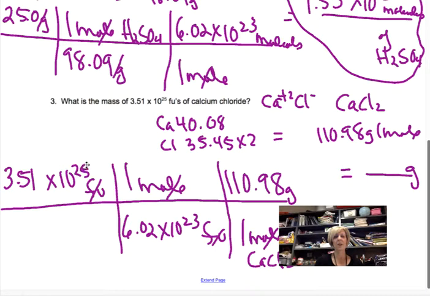So the first thing I'm going to do is deal with my exponents. 25 minus 23 is 10 to the 2. Now I'm going to do the other numbers. 3.51 times 110.98 divided by 6.02 is equal to 64.70. I need to move that over 1, so I have 6.47. I have 3 sig figs. I made the number smaller, so I have to make the exponent bigger. Grams of CaCl2. And that is my final answer.